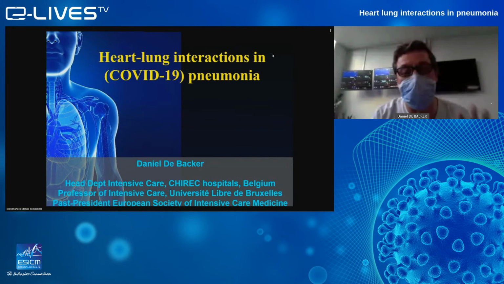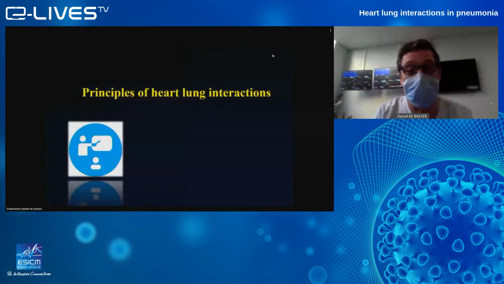It's my real pleasure to be here this afternoon and to discuss with you these heart-lung interactions, especially in the context of COVID. Of course, because the disease is relatively recent, we do not have specific data in this context of COVID, but nevertheless, we can, at this stage, try to infer from what we know in other types of lung disease like RDS and others, to try to understand what could be the heart-lung interactions in this kind of COVID-19 pneumonia.